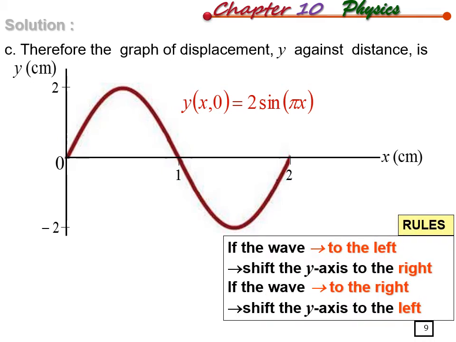If the wave is moving to the left, then the axis shifts to the right, and if the wave is moving to the right, then we shift the axis to the left. That is the rule you need to follow for shifting the axis.